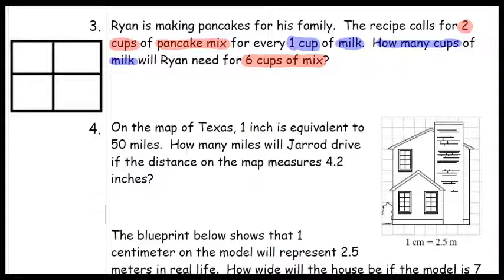So we have to be careful how we label this. I'm going to put milk right here on top. So milk goes right here on the top as well. And then we're going to put the word mix down here and the word mix down here. So now let's fill in our numbers. We know that we have 1 cup of milk for 2 cups of pancake mix.